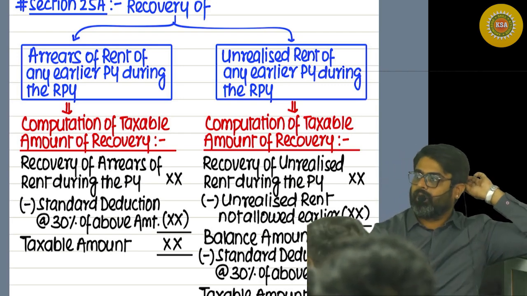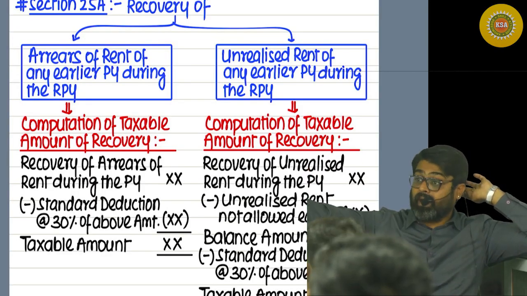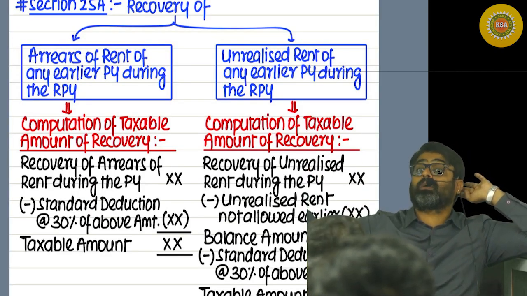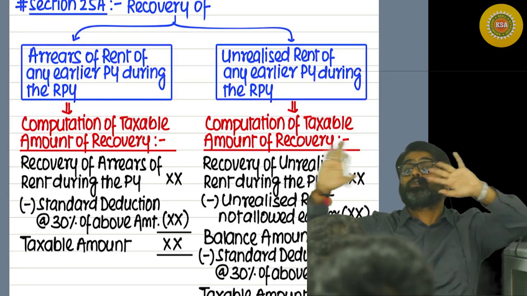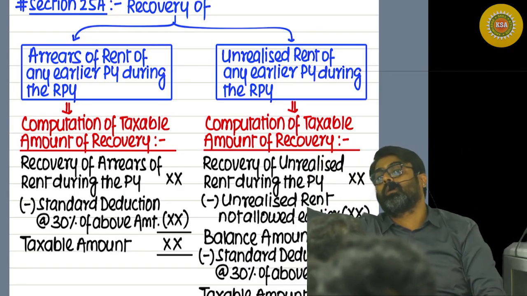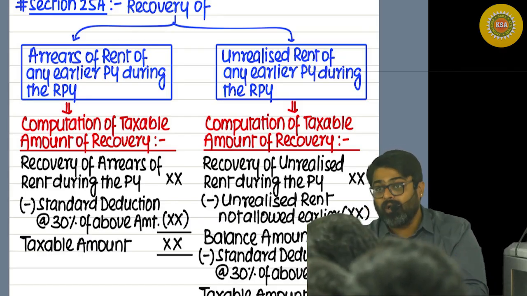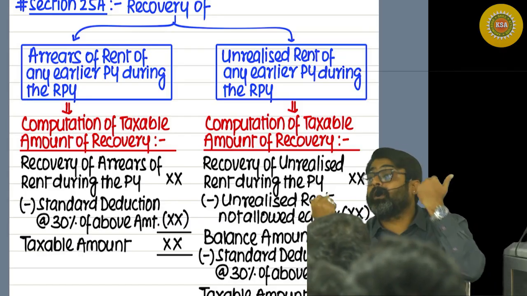25A says that for any earlier year, if there was some rent in arrears, some rent which you have not shown as a part of actual rent of that year. Yes or no? Because you are not sure whether you are going to get this rent or not.